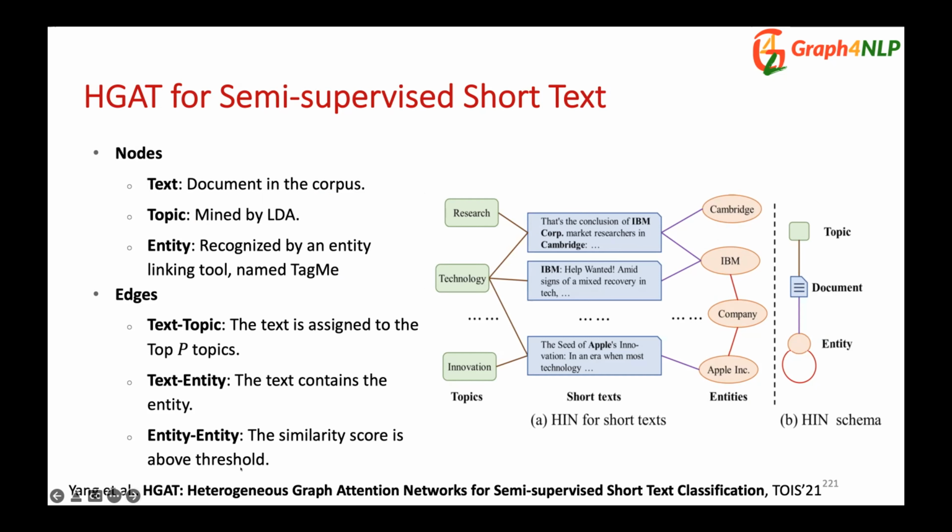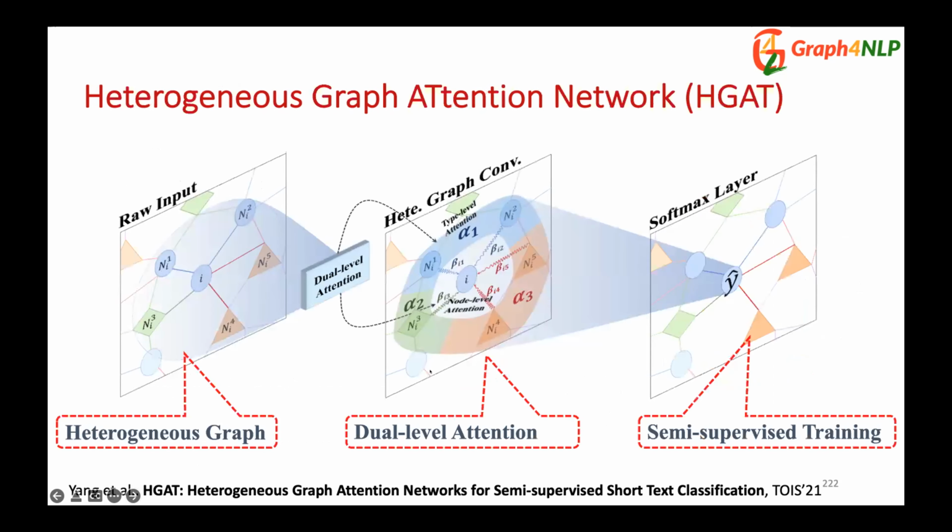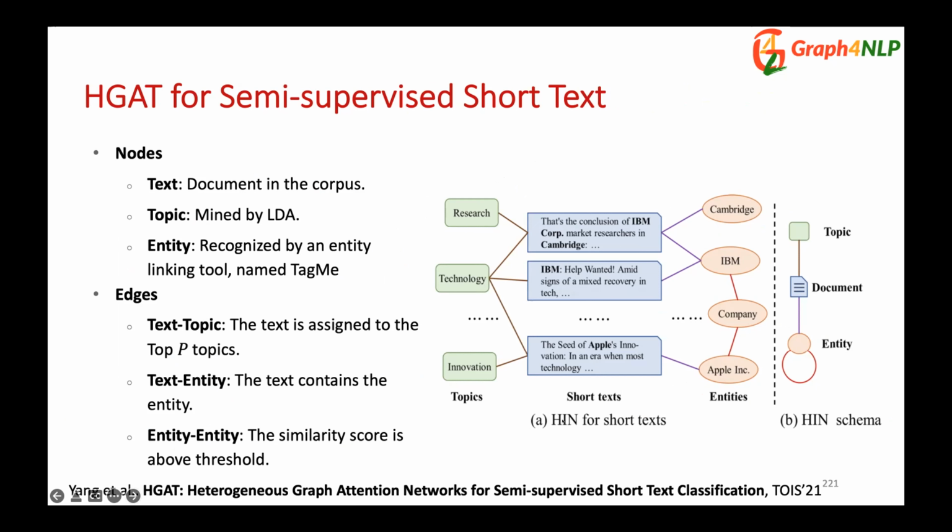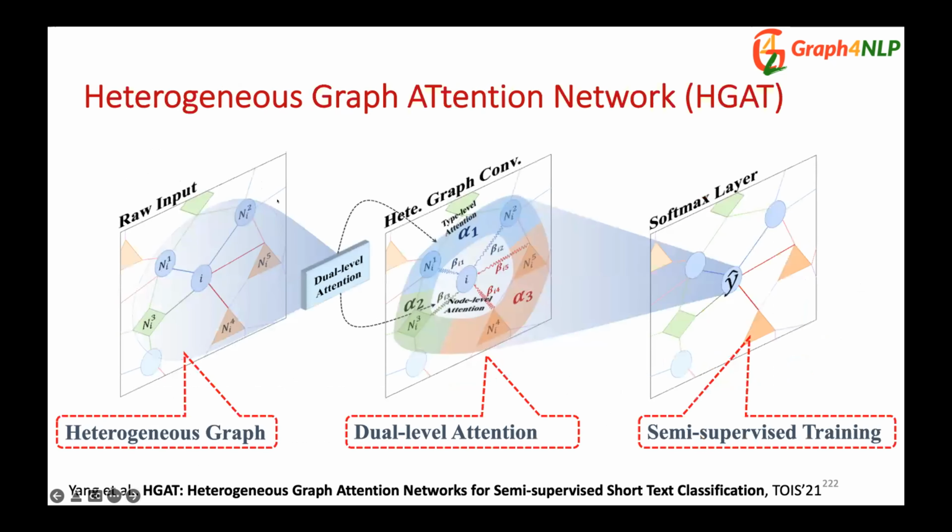Basically this is a general framework, and this is a specific type of heterogeneous graph they applied. You can also incorporate other graph elements into it. In this specific example, we have different edges like the text-topic edge, the text-entity edge, and the entity-similarity edge. This representation is called a heterogeneous information network, and they further propose the heterogeneous graph attention network to learn the representations of different nodes in it.